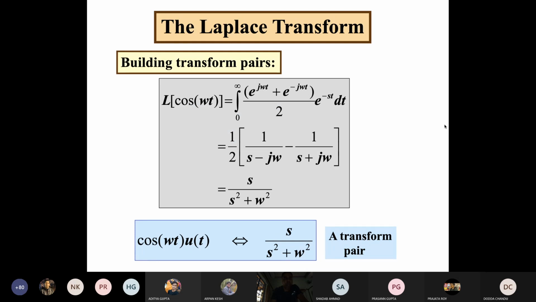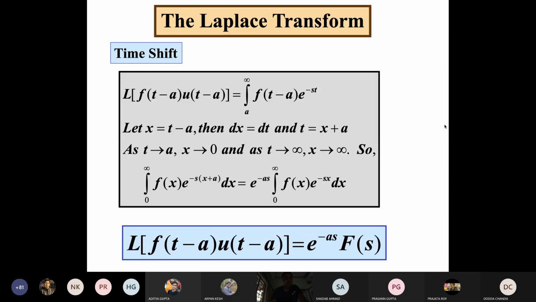cos omega t u(t) equals s by s square plus omega square. f(t minus a) u(t minus a) is equal to e to the power minus as F(s). Can you prove this? Prove this.